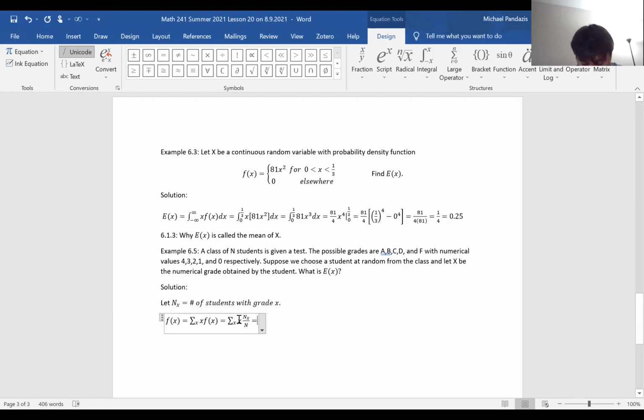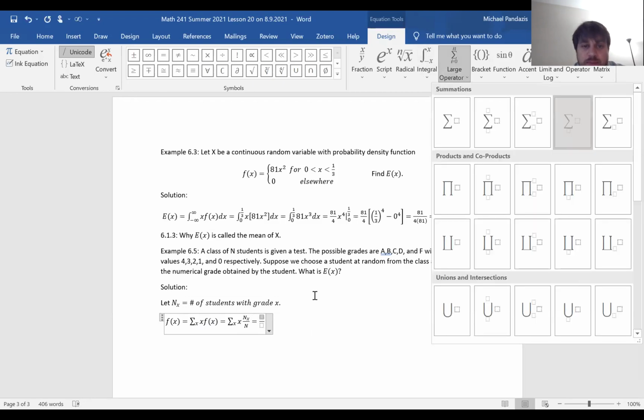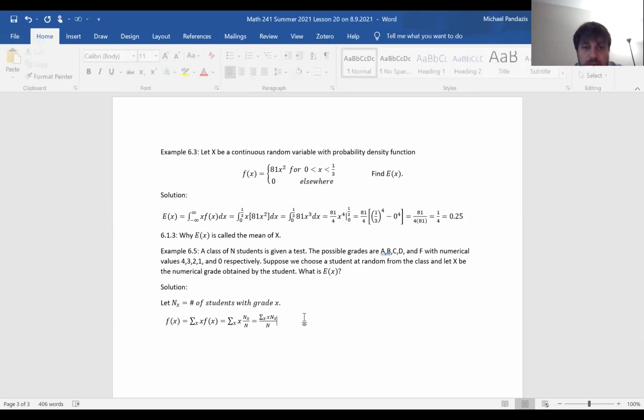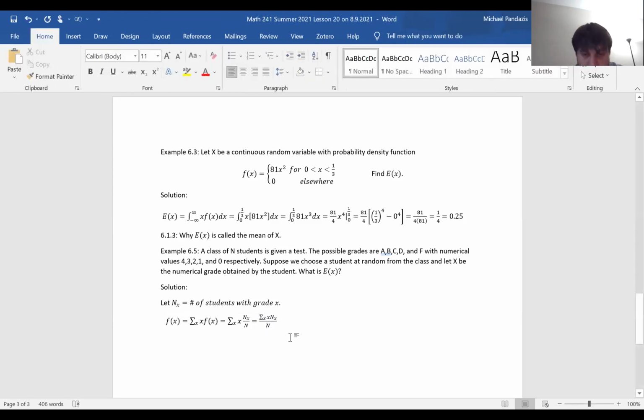And so then just the over n you can distribute. And so you can think of this as one fraction as the sum over x of x times n sub x divided by capital N. And so now E of x is equal to that.